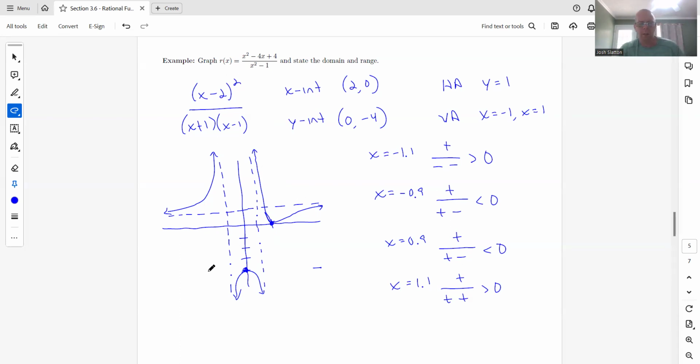All right, so what is the domain? The domain, as always with these, we're just going to take out where the denominator equals 0. So in this case, negative 1 and 1.